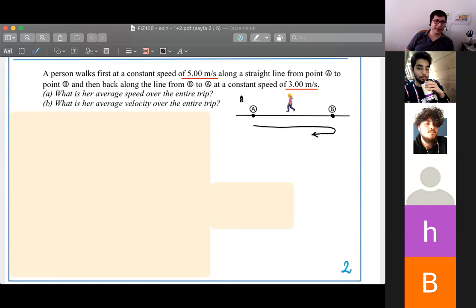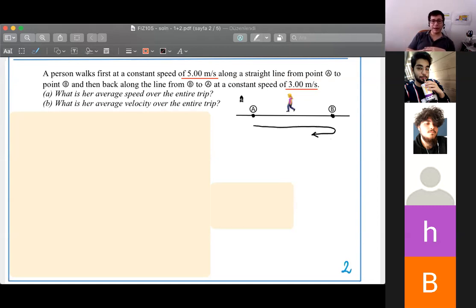Distance traveled divided by delta t, okay? Which is not 0. For example, in this example, it will be distance from A to B, plus the same distance because we're going back. So twice the distance between A to B divided by the amount of time this motion takes, okay?